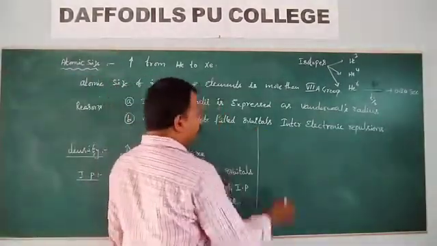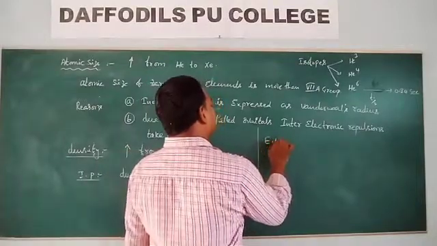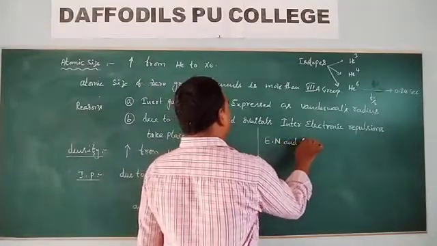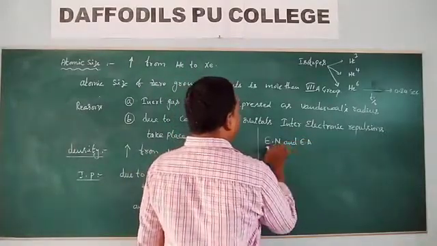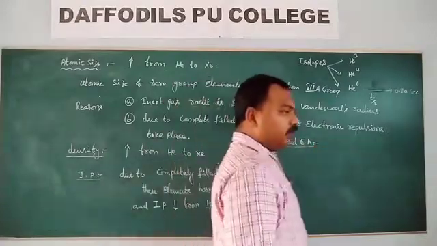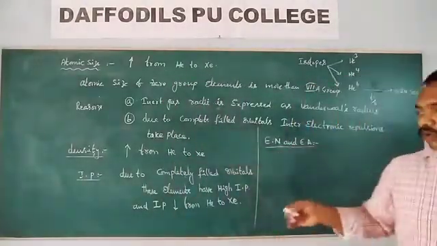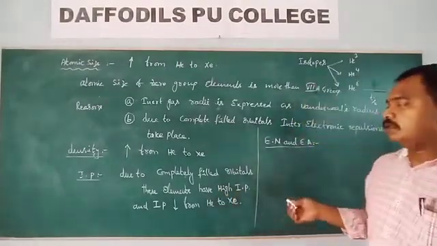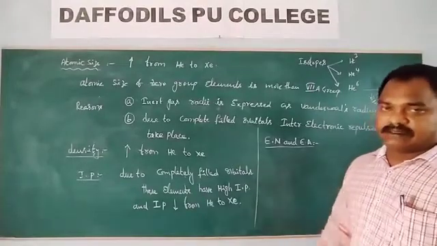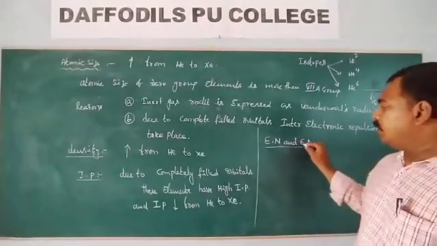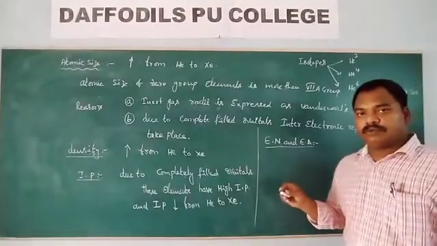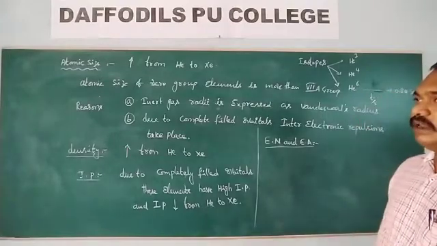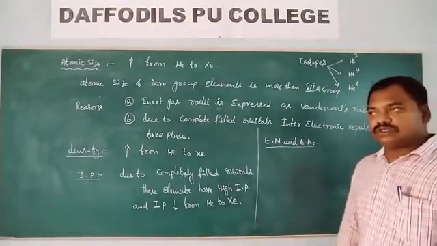Now come to electronegativity and electron affinity. Zero group elements have completely filled orbitals. Due to that, electronegativity and electron affinities of zero group elements are considered as zero.